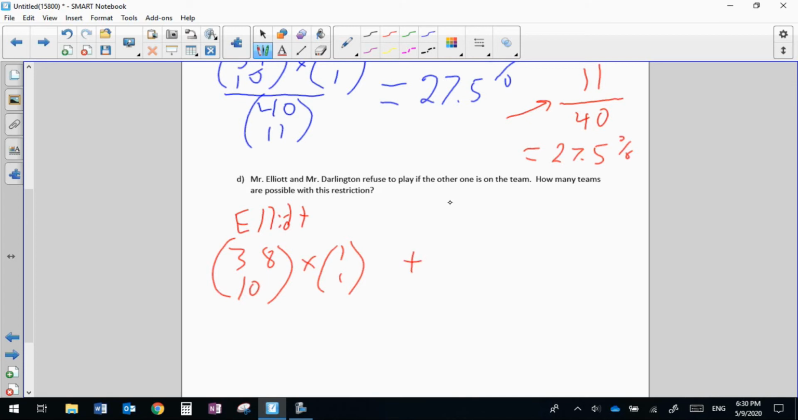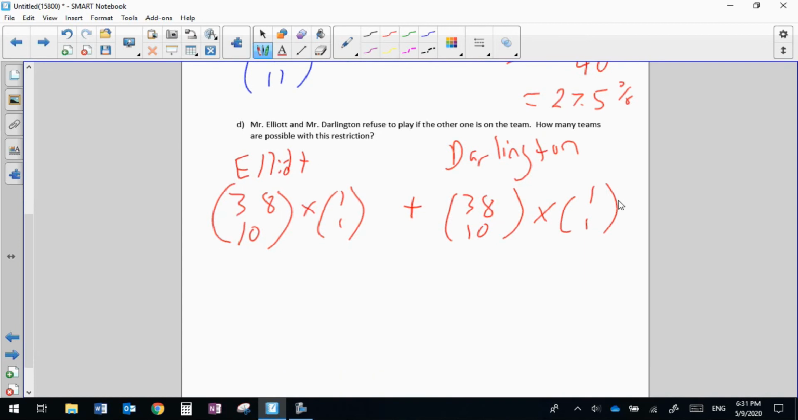But the other possible case, of course, is that Mr. Darlington is on the team. If Mr. Darlington is on the team, it's the exact same calculation. 38 choose 10 times 1 choose 1. Now, I'm just putting 1 choose 1 to kind of explain my thinking. 1 choose 1 is 1. You don't need to do anything like that. Okay, so again, 38 choose 10 because we have 10 remaining positions on the team and 38 players that could take those 10 positions because it can't be Mr. Elliott or Mr. Darlington.